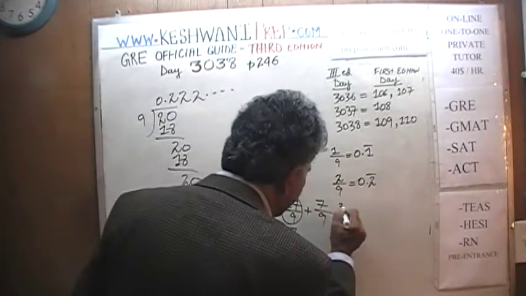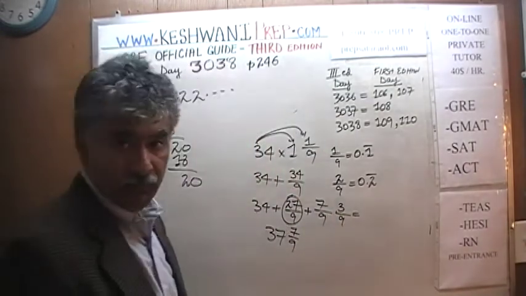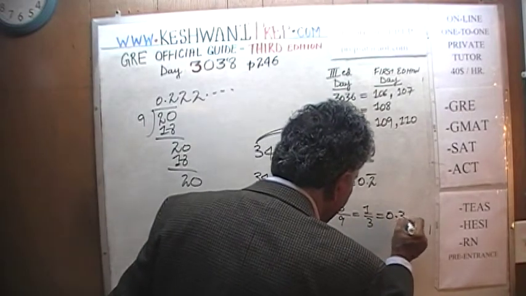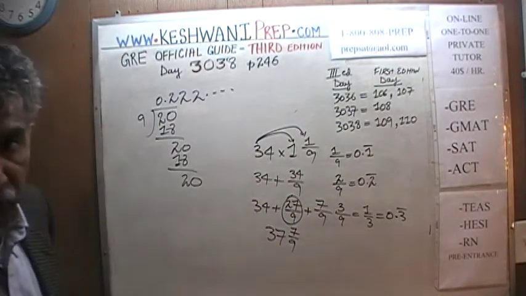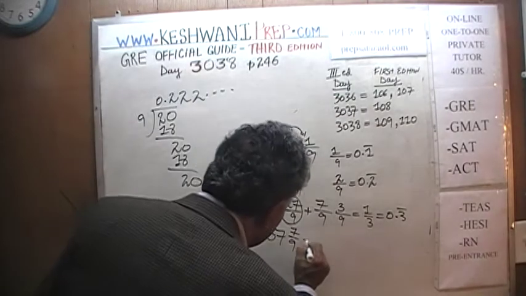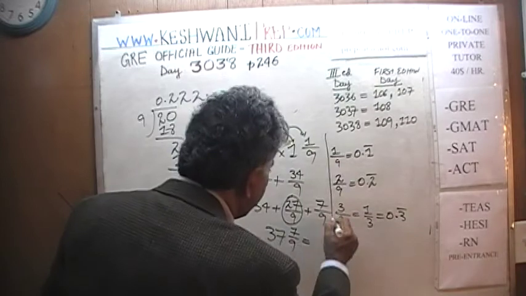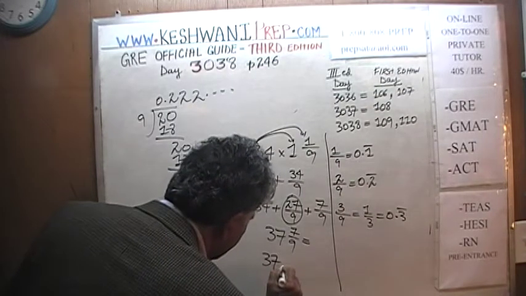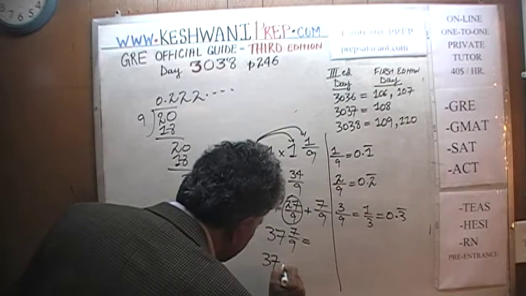Similarly, 3 ninths, which of course we know is 1 third, is 0.3 repeating. So on and so forth. What do you suppose 7 ninths is going to be? 37 and 7 ninths. I should keep this separate. 7 ninths is 0.7 repeating.